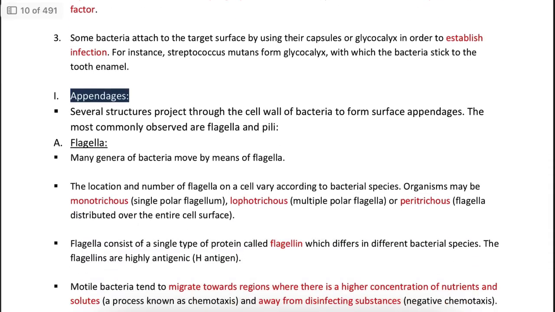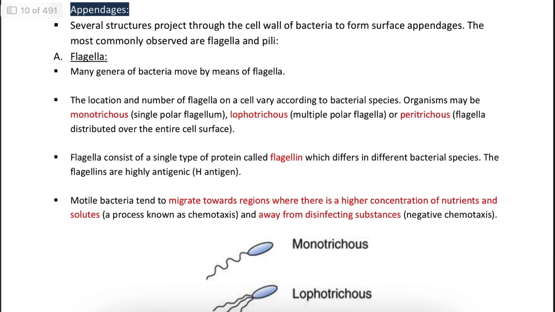Next one, we are going to discuss appendages. In appendages we can see flagella and pili. First we are going to discuss flagella. As for the structure and composition, it is a long whip-like appendage made of flagellin, also called the H antigen.